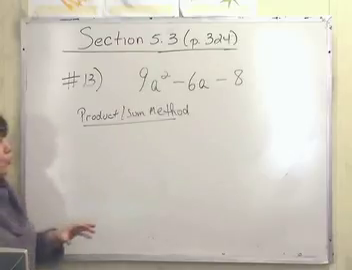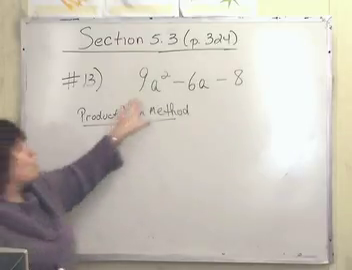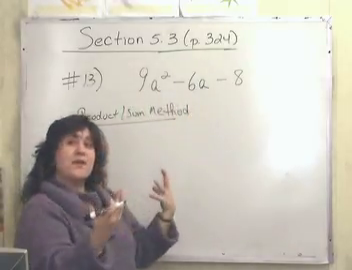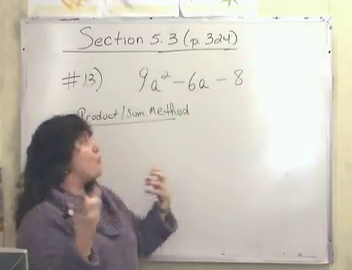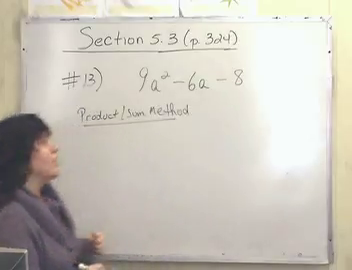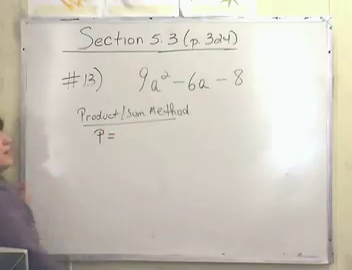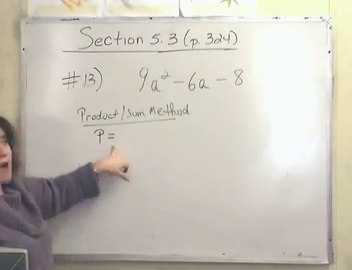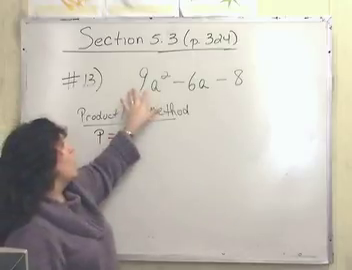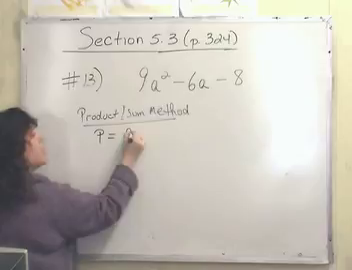And the way we can use this method is we're going to take the trinomial and expand it into a 4-term polynomial so that we can use the grouping method. And here's how I approach it. First, we need the product. And the product is found by taking the first term times the last term, taking the sign with you.